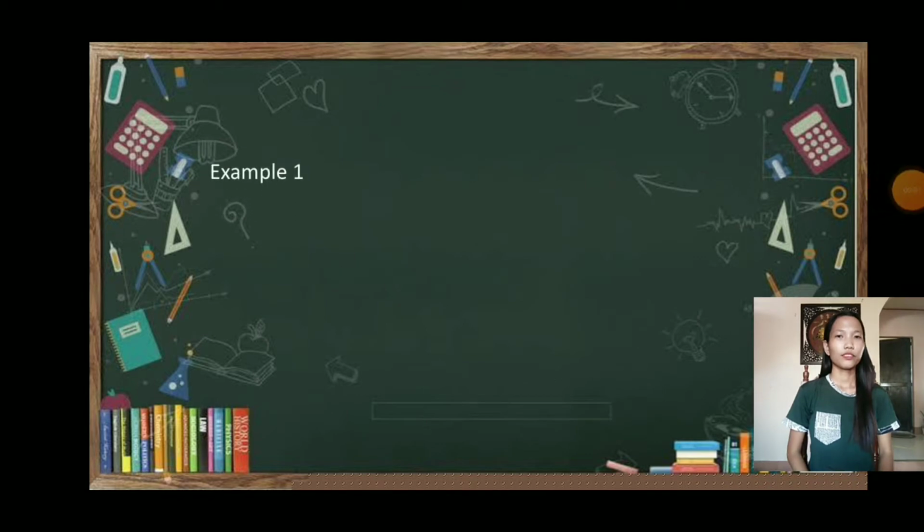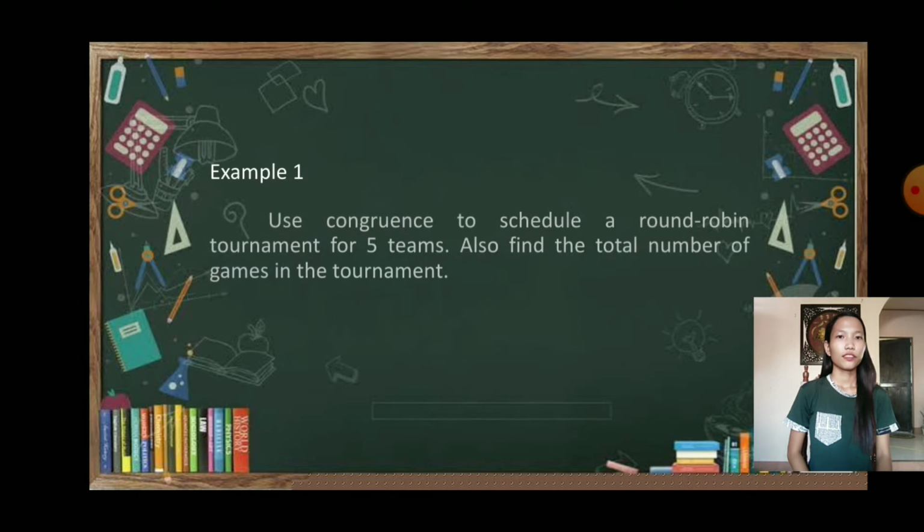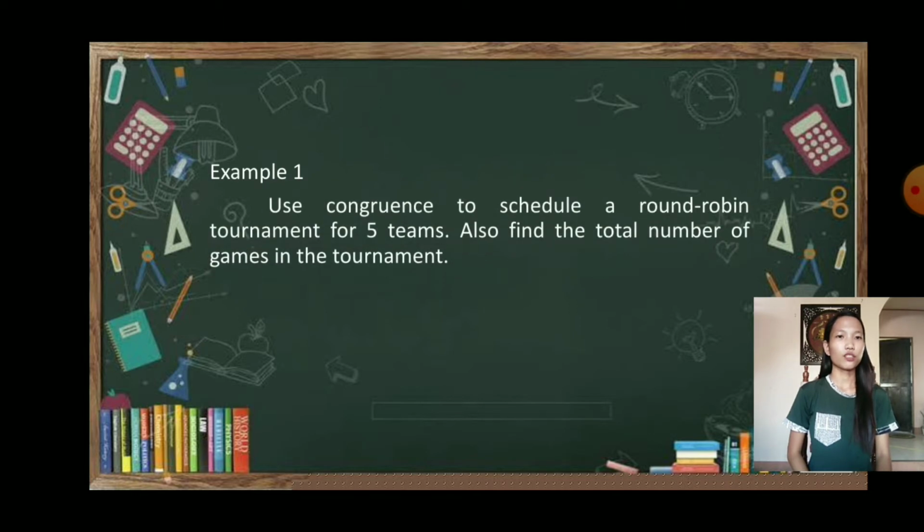So here's example number 1. Use congruence to schedule a round-robin tournament for 5 teams. Also, find the total number of games in the tournament. So, yung goal natin dito is to schedule a round-robin tournament for 5 teams and gagamit tayo ng congruence. And another goal is to find the total number of games in the tournament.